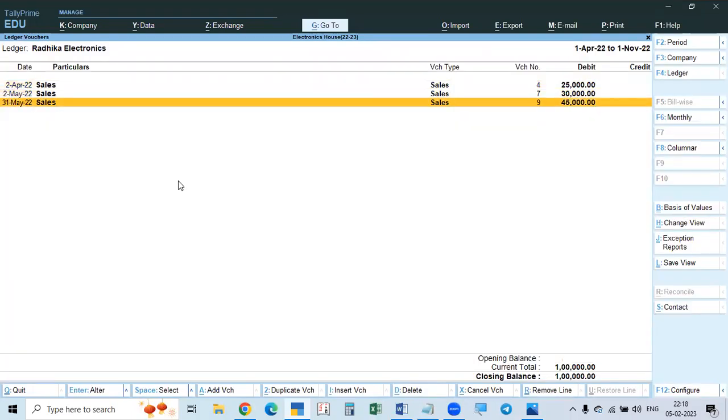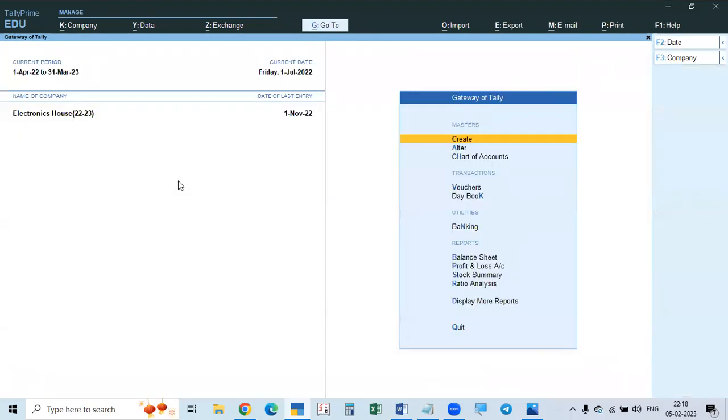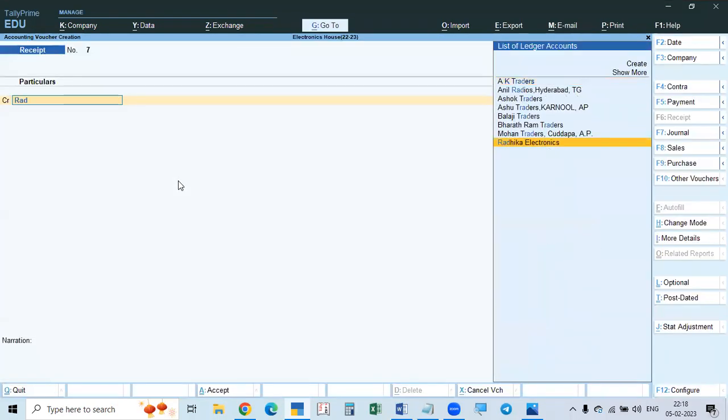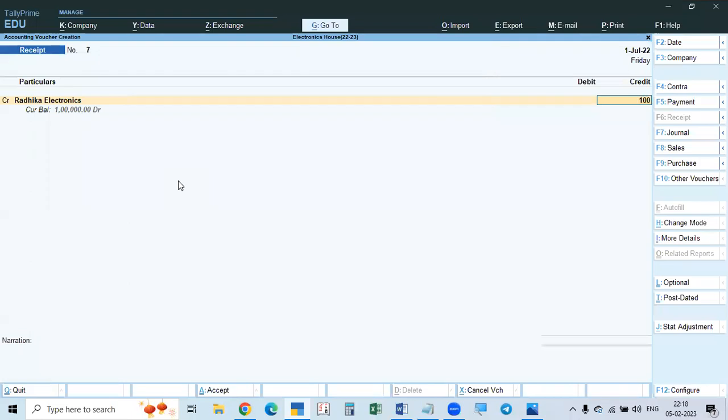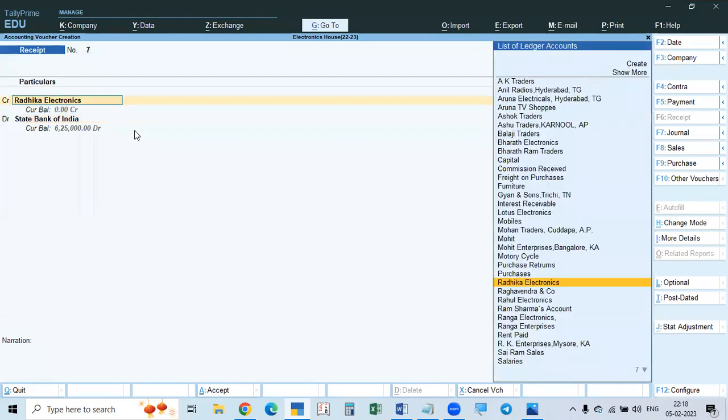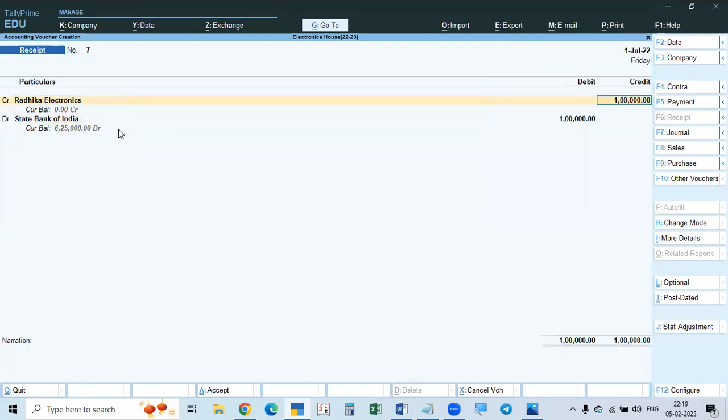Yeah, out of 40,000 here. So we are making the receipt here. Radhika Electronics, they are paying 1 lakh rupees. See, the against reference is not coming. Reference number is not coming. Even though this is for our customer and this is against reference, it is not taking against reference, isn't it? 1 minute, I will check this.